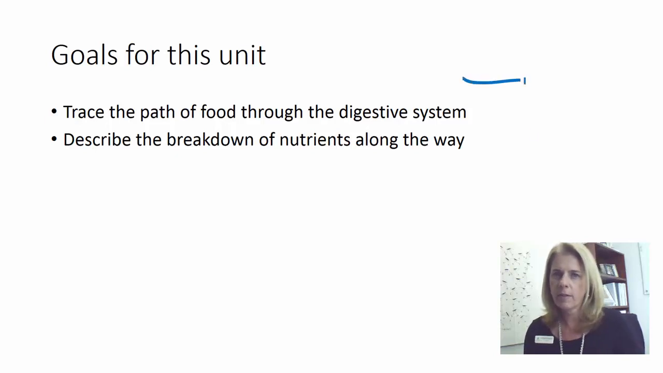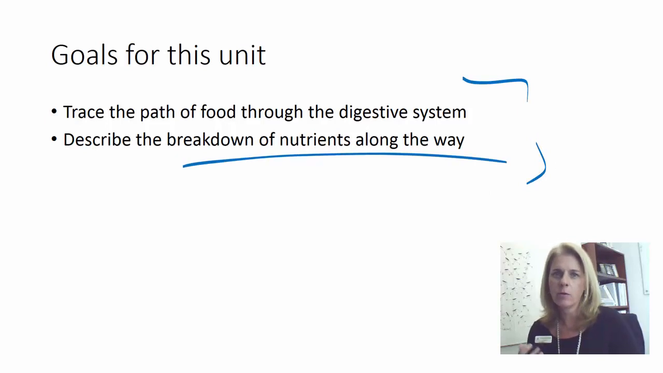Okay, so we want to trace the path of food through the system and also describe how we're breaking down those nutrients. So what we're going to do is we're going to just kind of go from the mouth to the stomach to the small intestine to the large intestine and talk about what's going on in each one of these areas. Okay, so that was your introduction, and I will see you in the next video.